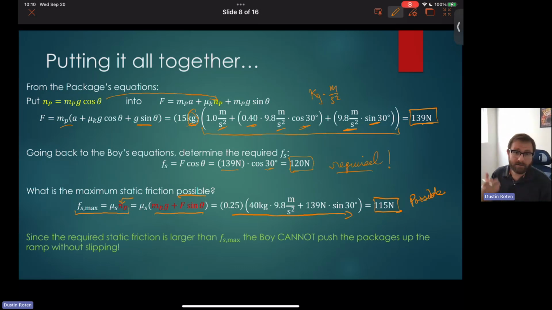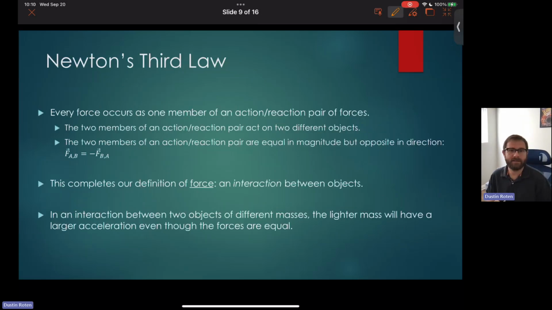So to answer the question, since the required static friction of 120 newtons is larger than F max, which is only 115 newtons, the boy cannot push the package, or at least the one big package, up the ramp without slipping. Well, that's a little disappointing.